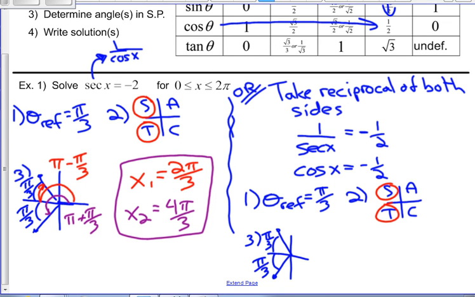But if you're a little skittish about working with secant, you can always convert to one of these primary trig ratios. Okay? And from there, you're going to have the same final angles. 2 pi over 3 and 4 pi over 3. Okay? By the same method. Pi minus pi over 3 and pi plus pi over 3. That's how they work for exact solutions. Let's try one with an approximate solution.